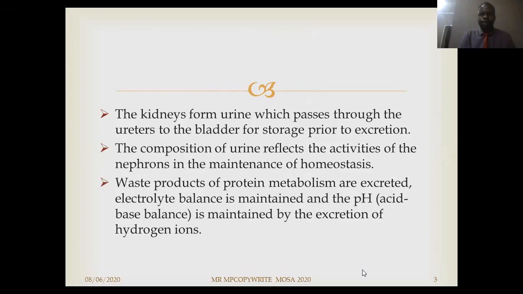Electrolyte balance is maintained, and the acid-base pH is maintained by the excretion of hydrogen ions. So when there is good urine output, that is when someone is taking enough IV fluids, there is maintenance of acid-base balance because the hydrogen ions are being excreted through the urine.